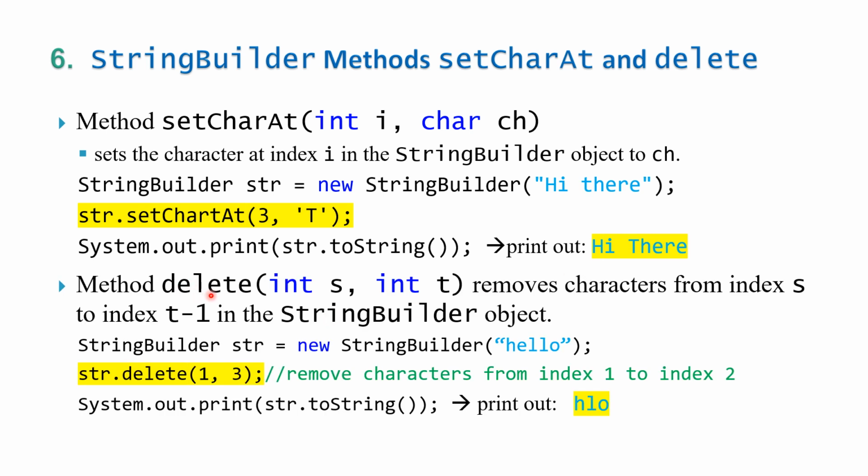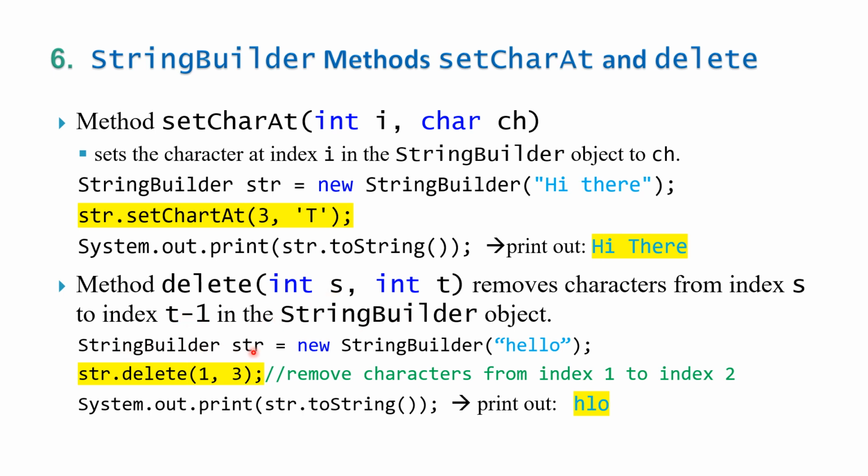Method delete takes two arguments of type int, and here we name them s and t. This method removes characters from index s to index t-1 in the StringBuilder object.